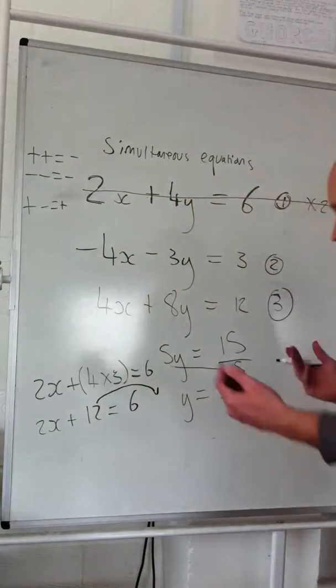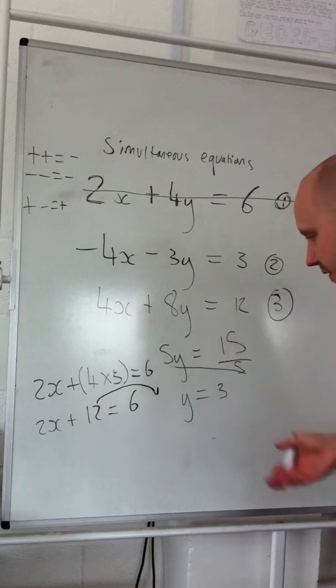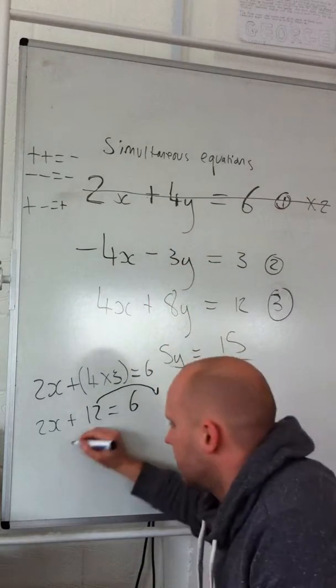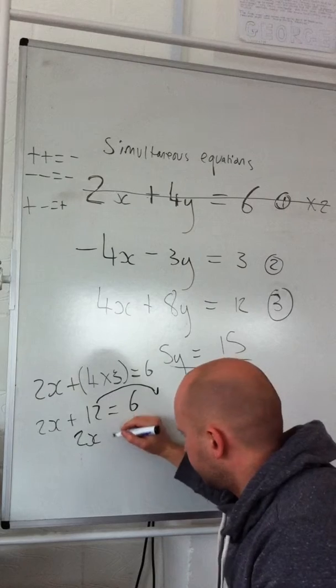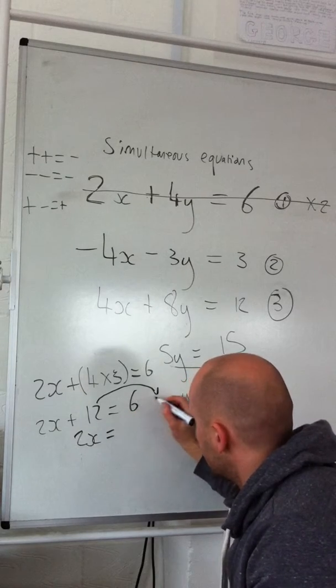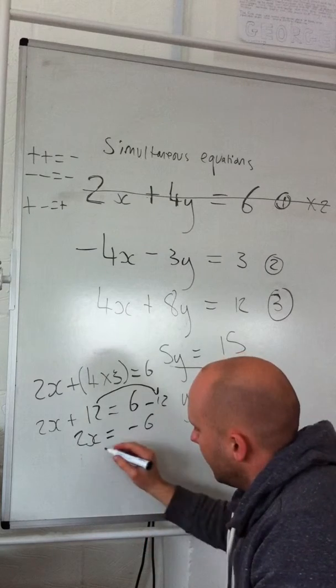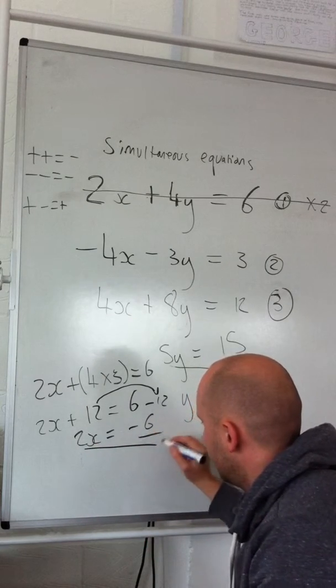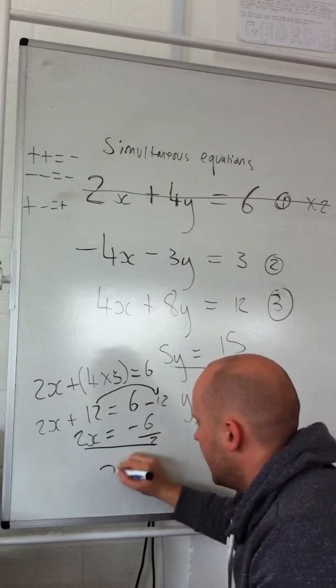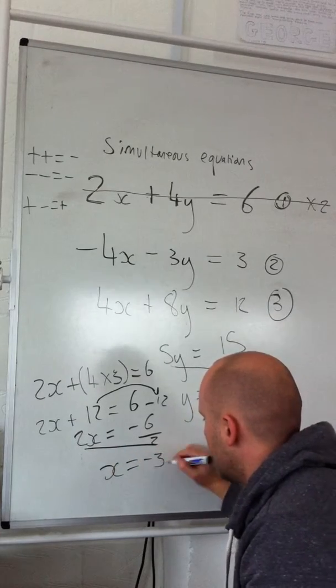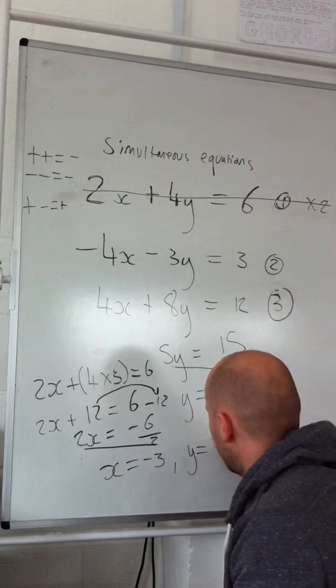When you put anything over the equal sign, it obviously changes in value. So it becomes 2x equals 6 minus 12, which is minus 6. Well, what we do, we divide that by 2, so x equals minus 3 and y equals 3.